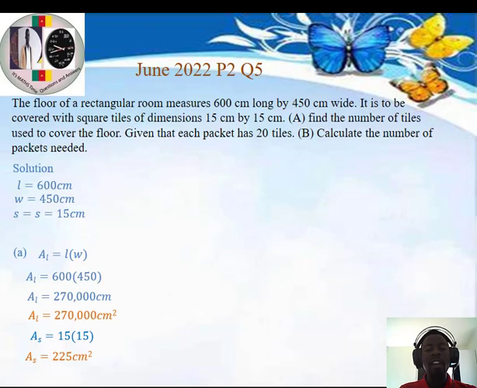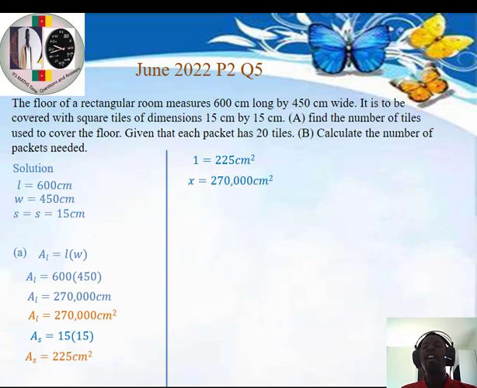Now if one tile covers an area of 225 centimeters squared, how many tiles will cover an area of 270,000 centimeters squared? We are going to do a simple proportion, which says that one tile covers 225 centimeters squared, but the area of the room is 270,000 centimeters squared. So how many tiles do we need to cover that area?